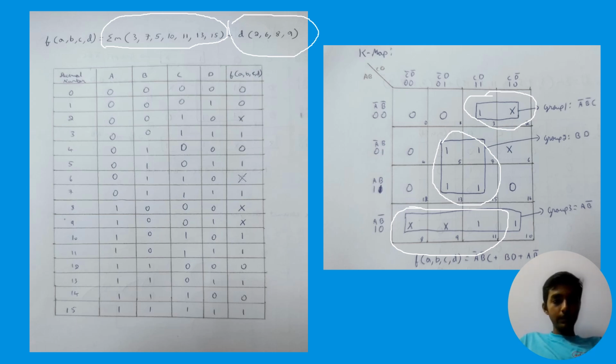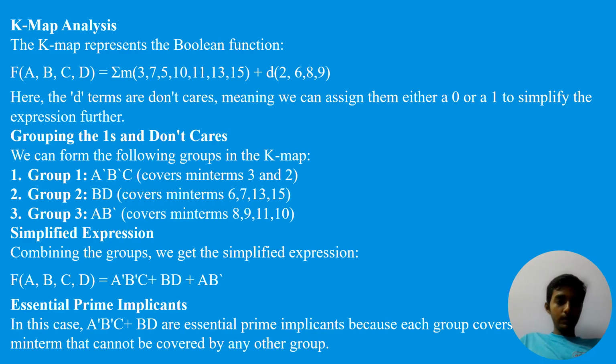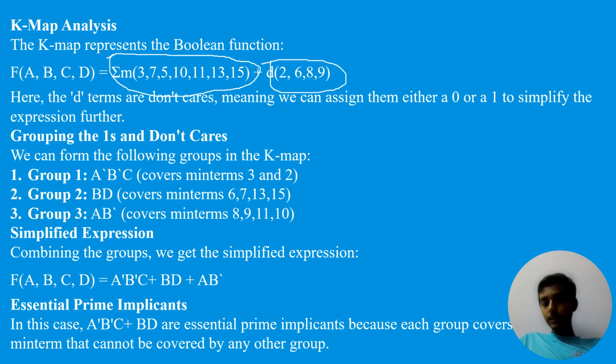So next, let's see the K-map analysis for this one. This is the K-map analysis for the four input variables which I showed earlier. The function f(A, B, C, D) equals summation of 3, 7, 5, 10, 11, 13, 15, and these are the don't care conditions. The d term means the don't care conditions. We can assign either 0 or 1 to simplify the expression further.